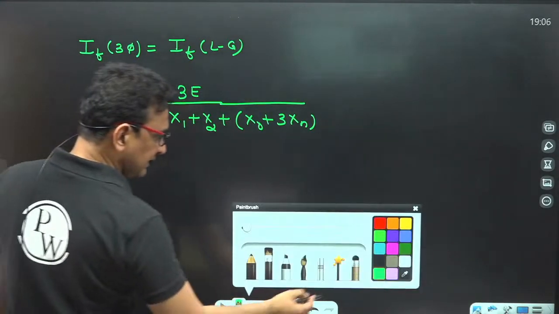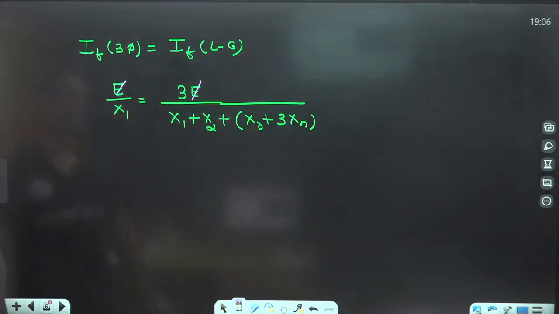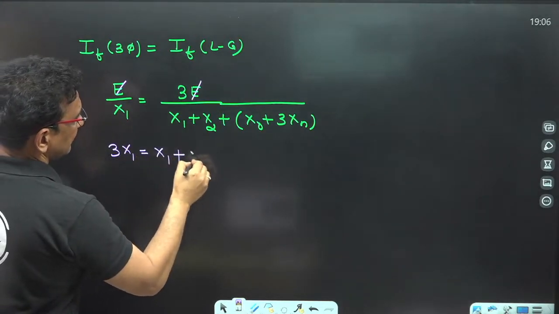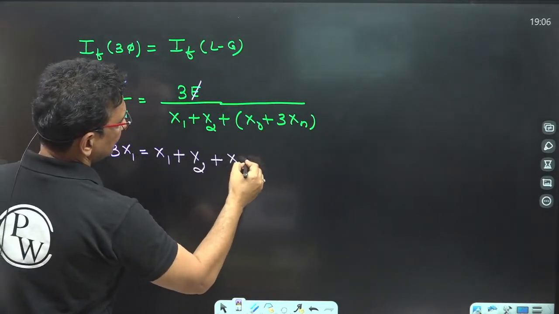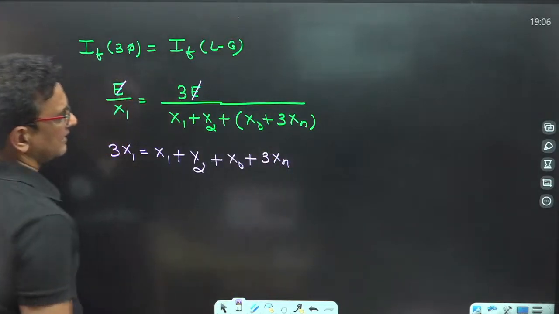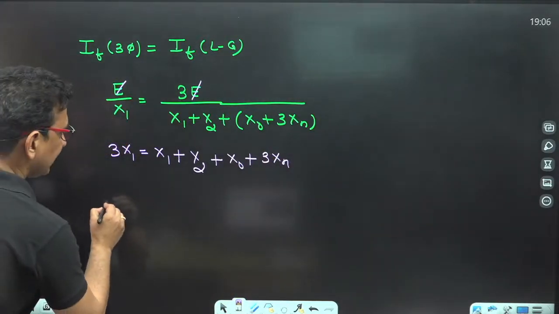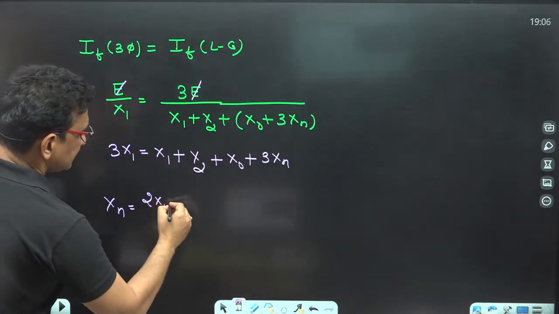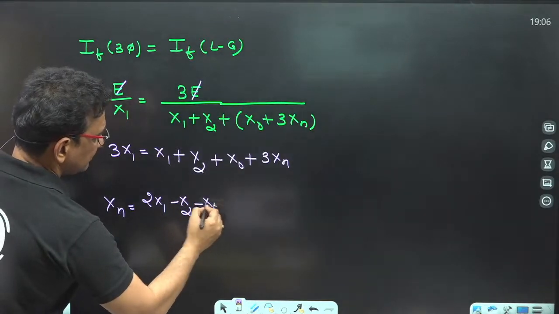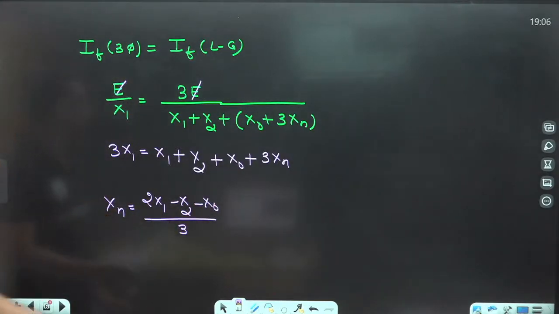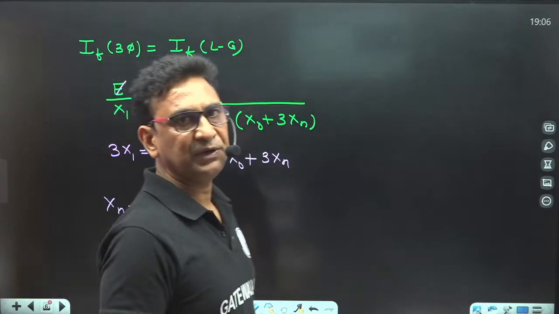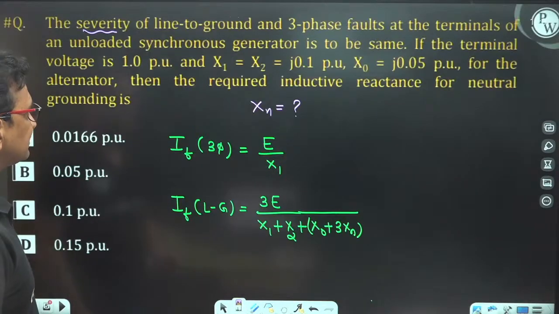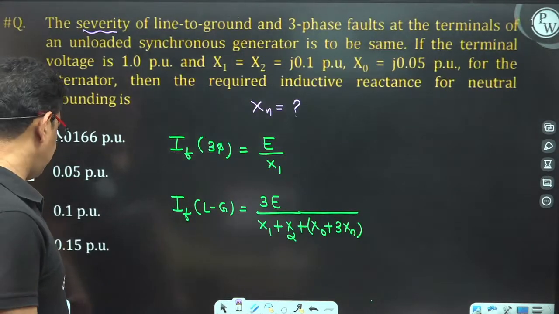Now, the E and E will be cancelled out. So, finally, 3x1 is equivalent to x1 plus x2 plus x0 plus 3xn. So, what is the value of xn? The value of xn becomes (3x1 minus x1 means 2x1 minus x2 minus x0) divided by 3. For this value of neutral reactance, the fault current for line to ground fault and the three-phase fault will remain same. Put the value of x1, x2 and x0, 0.1, 0.05.